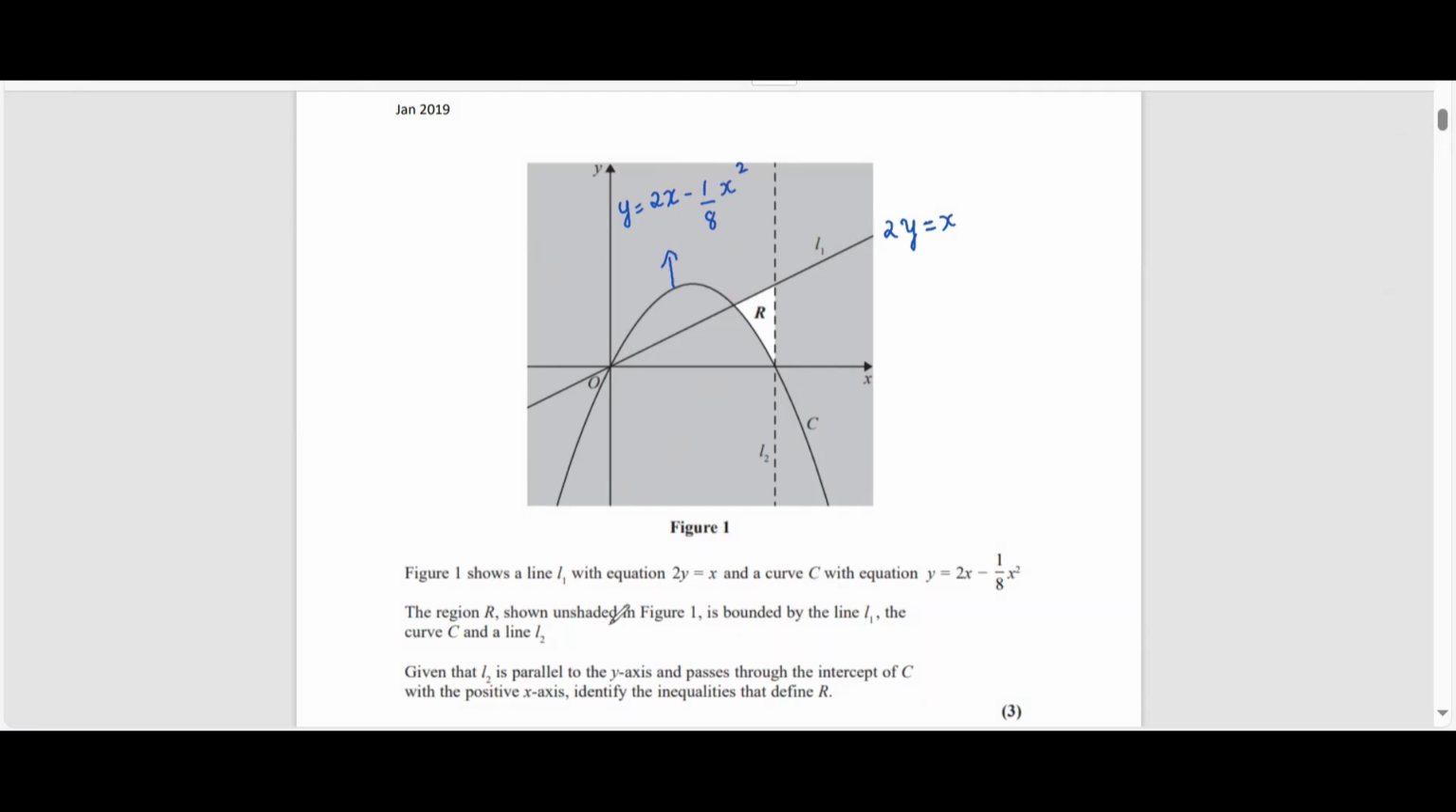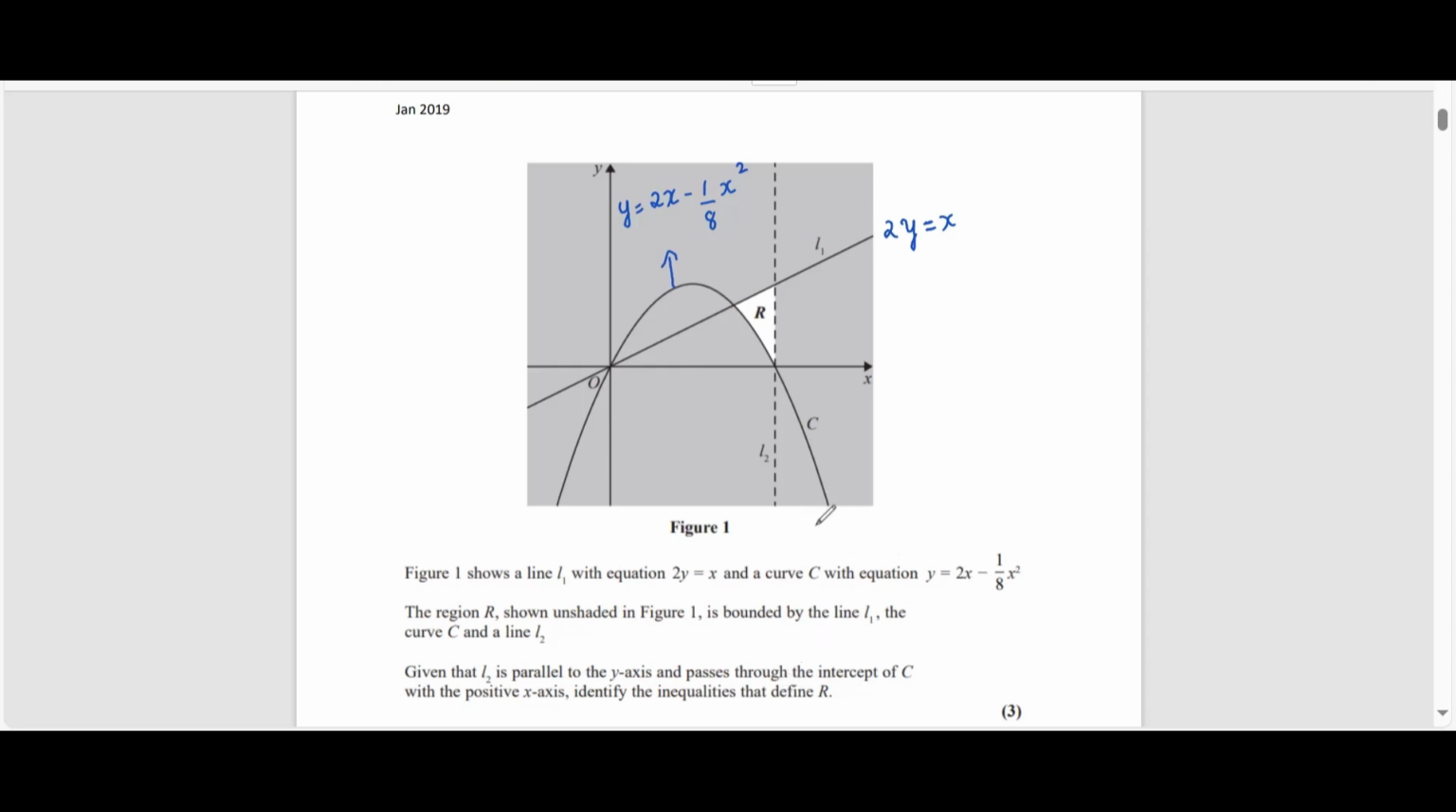The region R shown unshaded in figure 1 is bounded by the line L1, the curve C, and the line L2. So we have a dotted line here, L2. Given that L2 is parallel to the y-axis and passes through the intercept of C with the positive x-axis, identify the inequalities that define the region R.